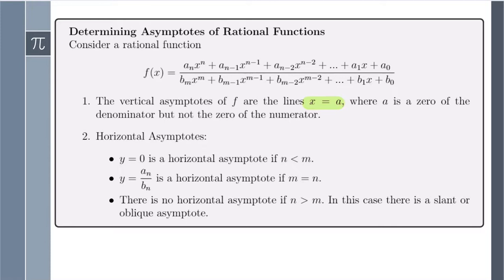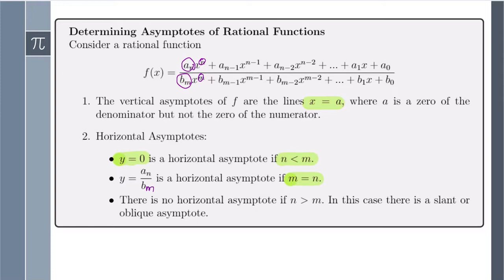Now, to find the horizontal asymptote, we have three cases. The first one is if the degree of the numerator is less than the degree of the denominator. So for example, here, if n is less than m, then the horizontal asymptote is the line y equals 0, or the x-axis. Now, if the degree of the numerator is the same as the degree of the denominator, or m equals n, then the horizontal asymptote is the ratio of the leading coefficient of the numerator and the leading coefficient of the denominator. So y equals a sub n over b sub m. This should be m. That ratio gives us the horizontal asymptote.